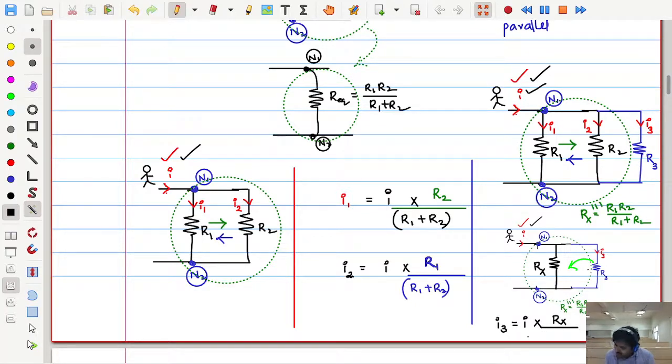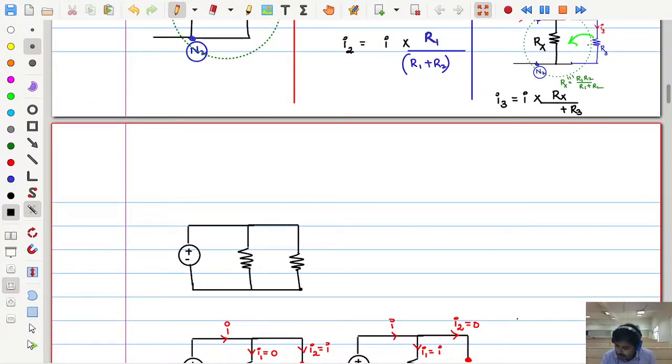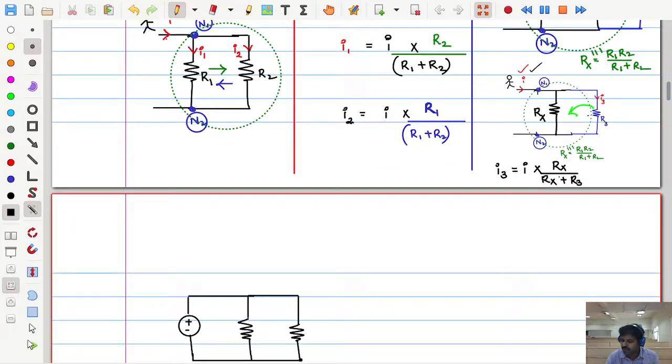Now tell me, is it R1 plus R2 plus R3, or Rx plus R3? Got my point? Here R3 will be there, no doubt. But is it Rx or R1 plus R2? This should be Rx. Otherwise, your results will go wrong. So don't take R1 plus R2 here. This must be focused on. Many people make this kind of mistake. This should be Rx. This is not R1 plus R2.